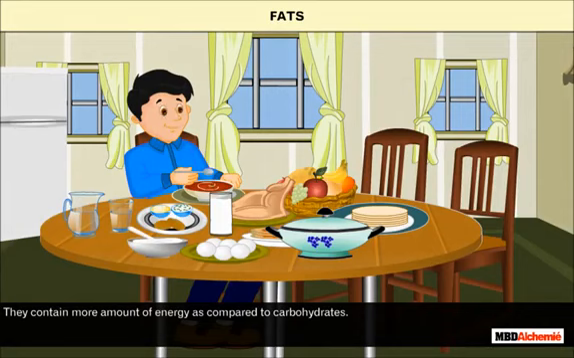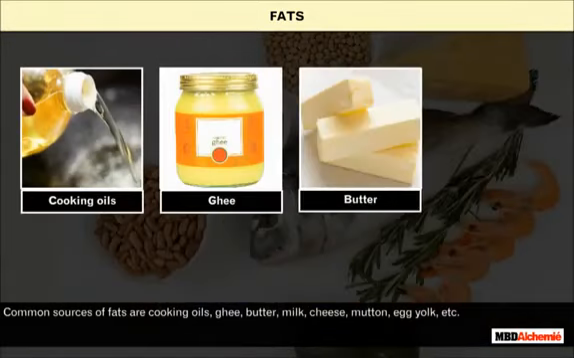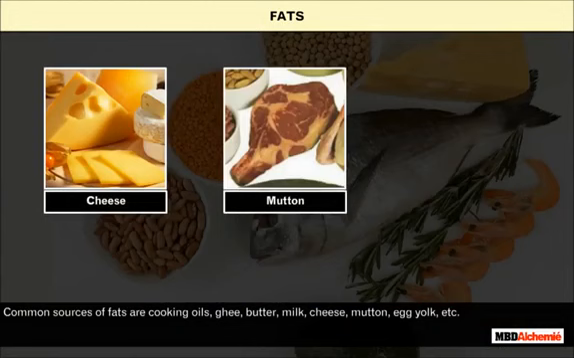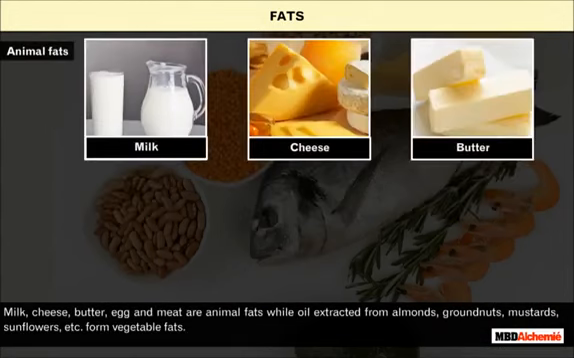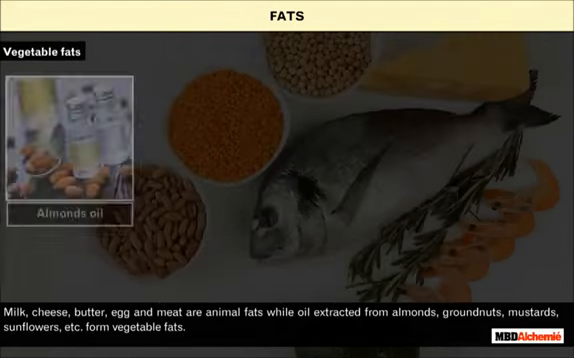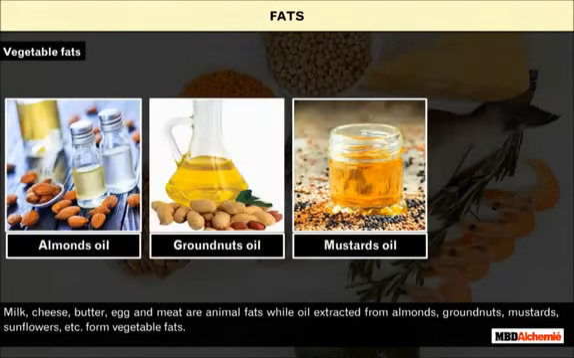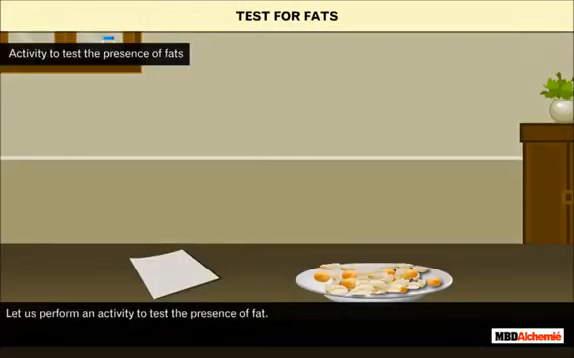Fats. They contain more energy as compared to carbohydrates. Common sources of fats are cooking oils, ghee, butter, milk, cheese, mutton, egg yolk, etc. Milk, cheese, butter, egg and meat are animal fats, while oil extracted from almonds, groundnuts, mustards, sunflowers, etc. form vegetable fats.